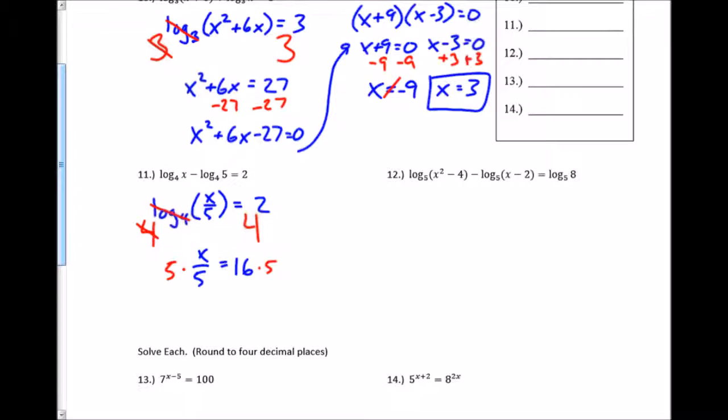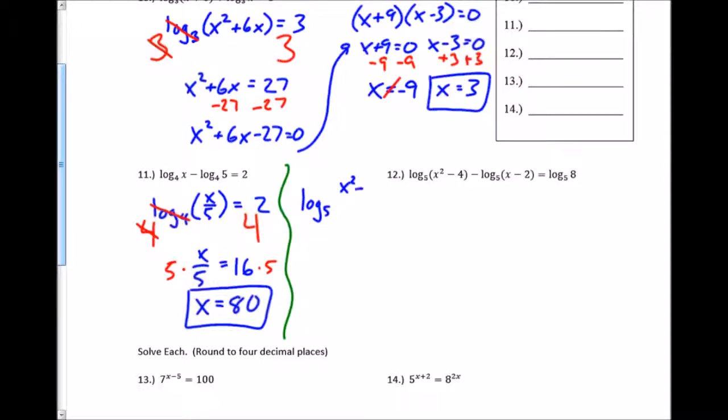All right, and I can plug this back in and check it, and I'll find out that it's going to work. Okay. Number 12, there's two ways to approach this. So I'll show it twice here. The first way, again, I'm going to combine these into one logarithm first. So if I combine these into one logarithm, it's going to be log base 5 of x squared minus 4 over the x minus 2 equals the log base 5 of 8.